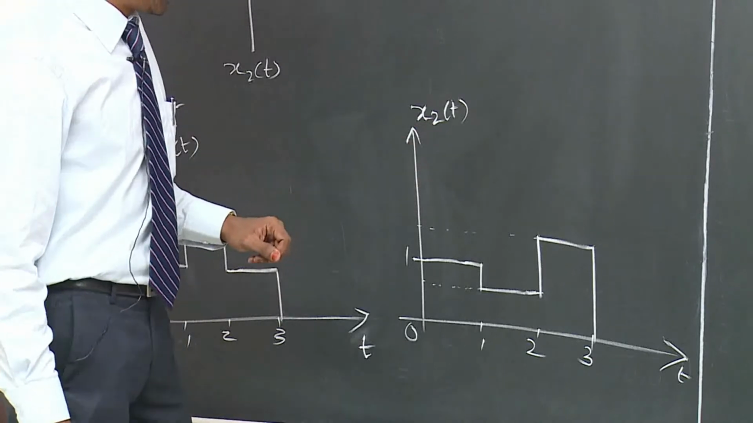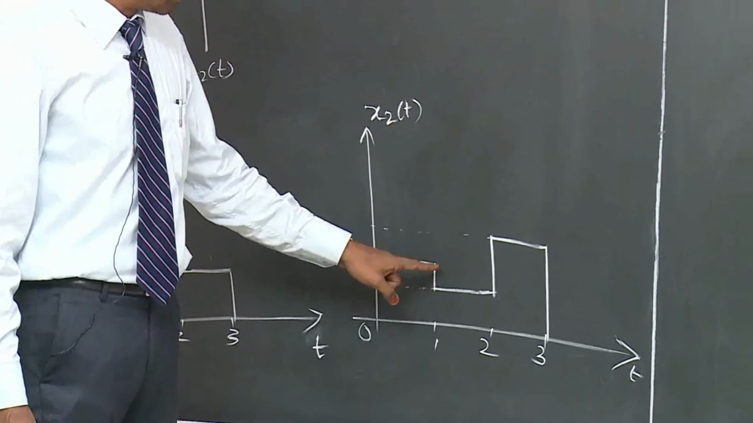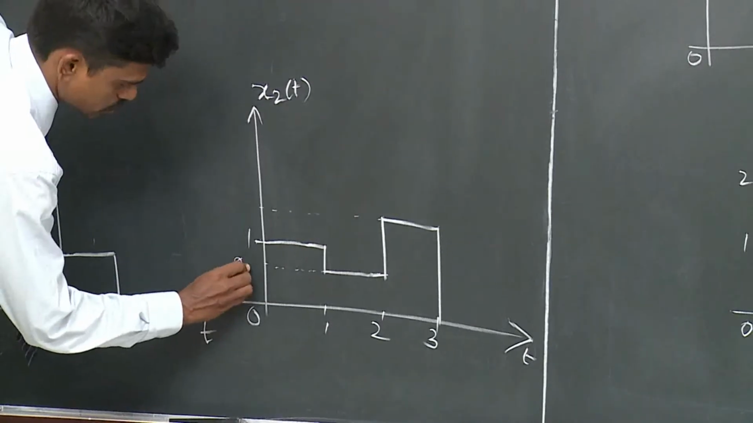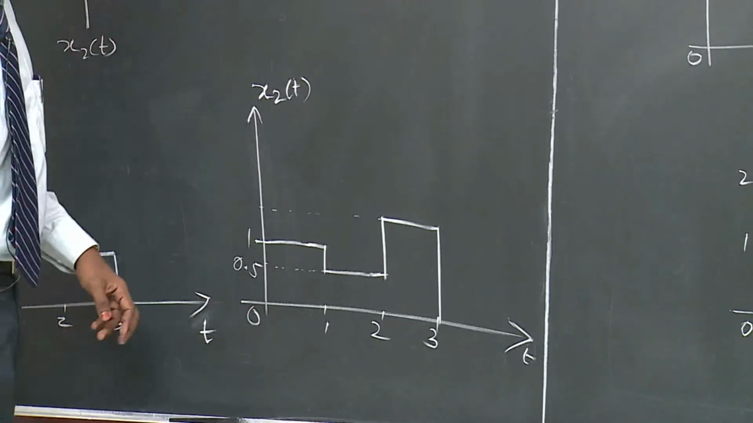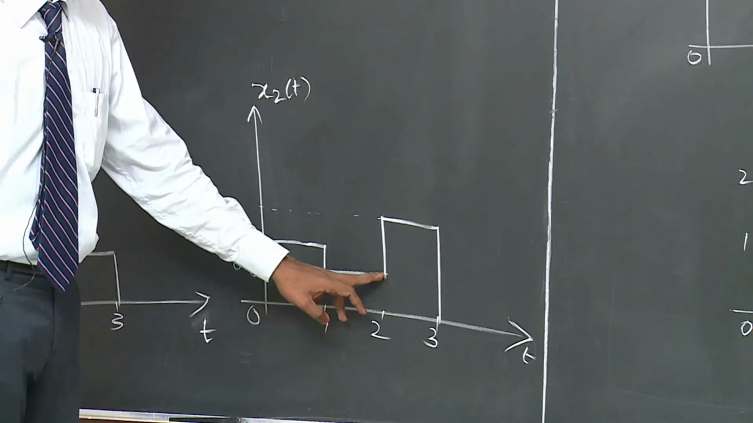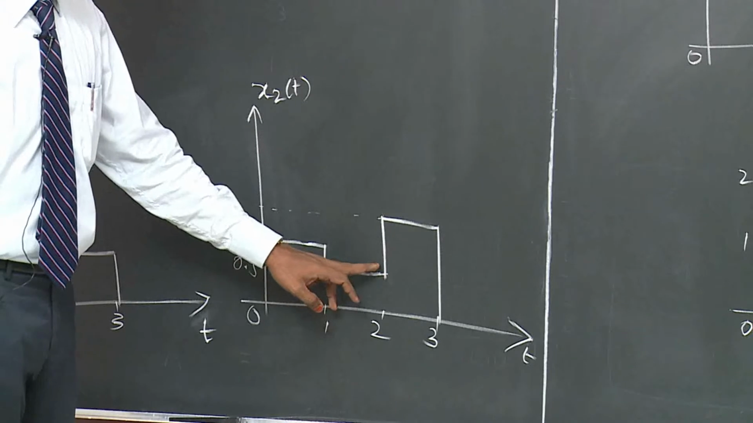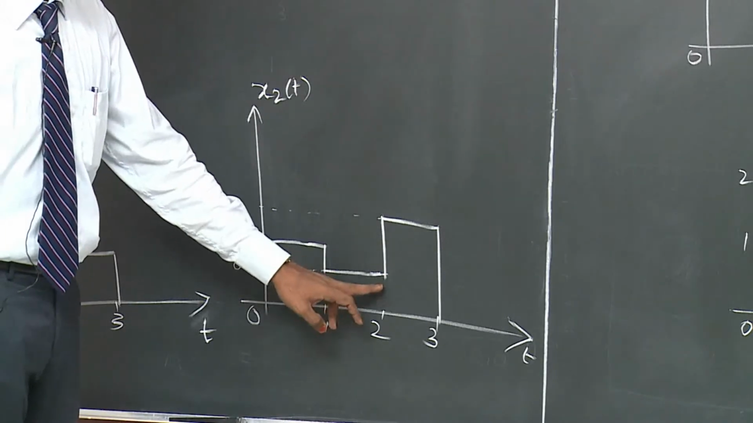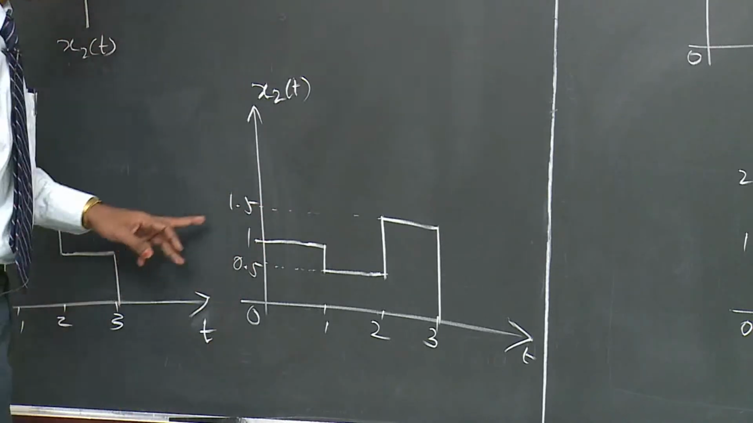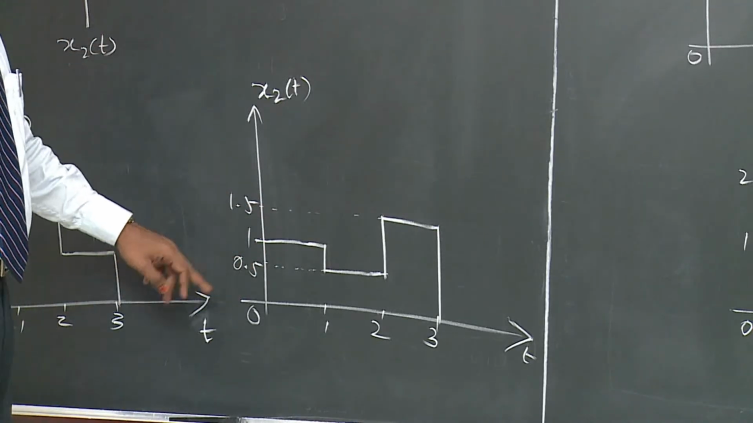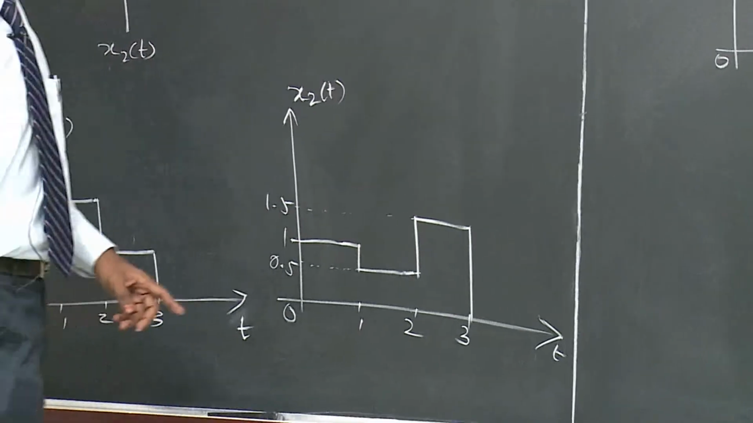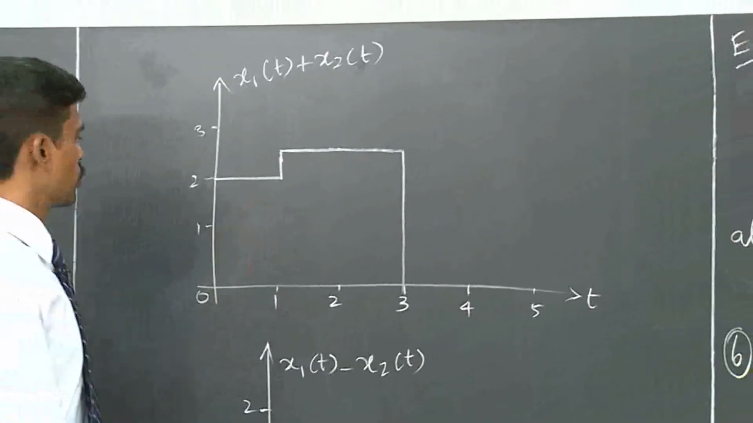For x2 of t, here it is 1 and then it comes to 0.5. It is 0.5 from 1 to 2 and again it rises. From 2 to 3 the value is 1.5. So in between 0.5 and 1.5. If I add these two signals, this will be the output signal.